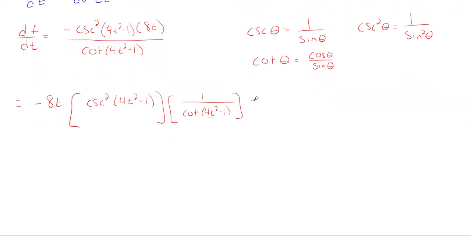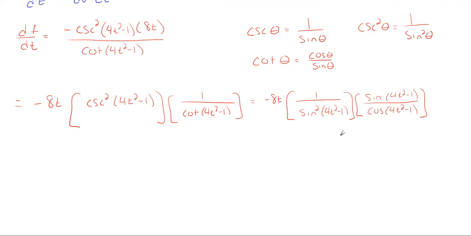So what I would have here is minus 8t multiplied by 1 over sine squared of 4t squared minus 1. And then I would have that multiplied by, well, since it is 1 over the cotangent, we just flip this ratio of cosine and sine. So that would be multiplied by sine of 4t squared minus 1 all over cosine of 4t squared minus 1. Well, when we put this back together, this sine of 4t squared minus 1 will disappear, and this squared version of sine disappears as well, and we're just left with the sine in the denominator. So this ends up being minus 8t all divided by sine of 4t squared minus 1 times the cosine of 4t squared minus 1.